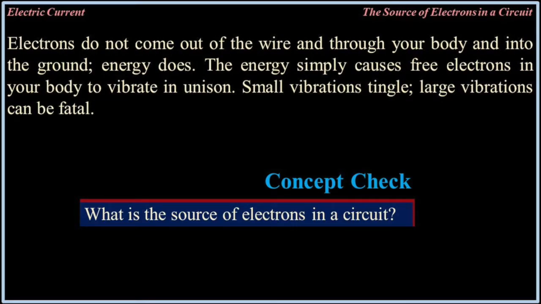Electrons do not come out of the wire and through your body and into the ground. Energy does. The energy simply causes free electrons in your body to vibrate in unison. Small vibrations tingle. Large vibrations can be fatal. Concept check. What is the source of electrons in a circuit?